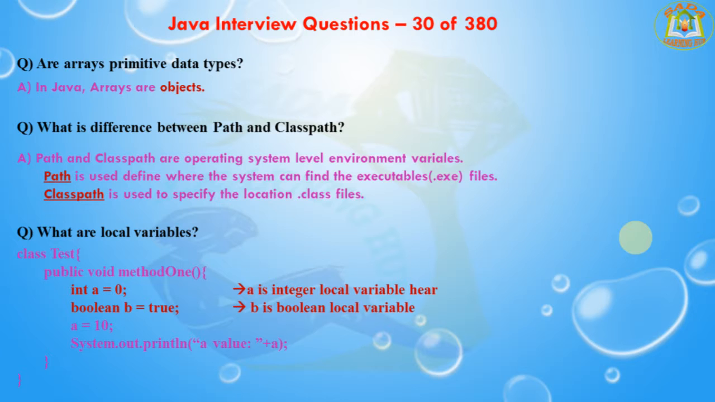The next question is, what is the difference between path and classpath? Path and classpath are operating system level environment variables. Path is used to define where the system can find the executable .exe files, and the classpath is used to specify the location of .class files. I can show practically what the path and classpath are, where those are available, and how to set the path and classpath.